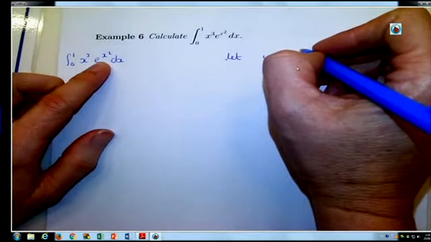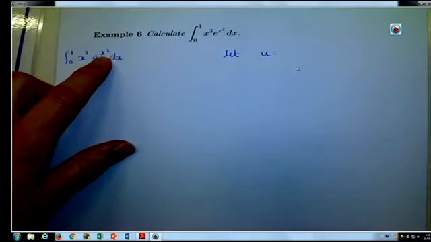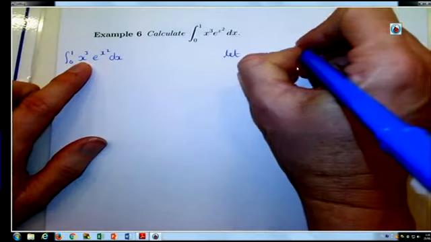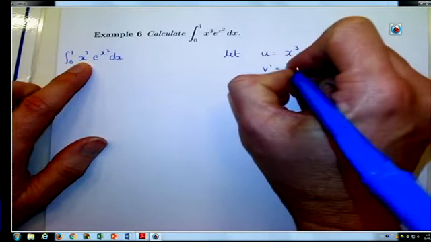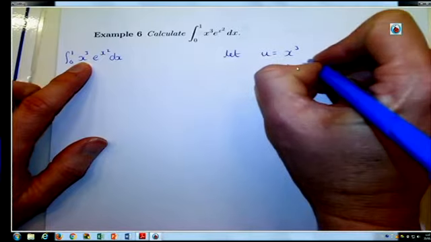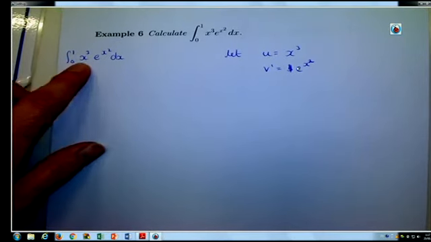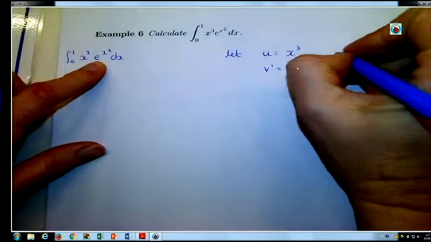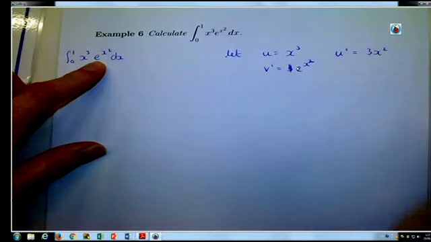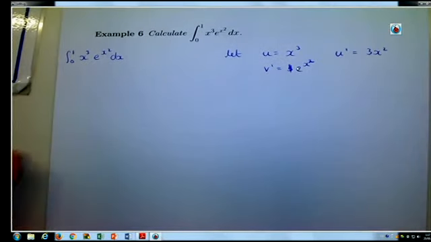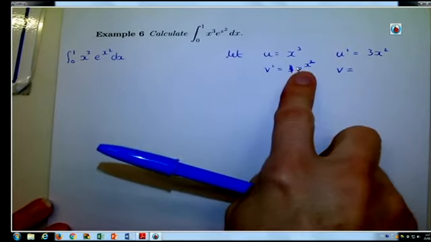X squared. You can't. This isn't a u substitution, so we're not choosing this one here. X cubed. V prime would then be e to the x squared. Okay. So this is going to be our u, this is going to be our v primed. That means we need to calculate u primed, and we need to calculate v. Can we integrate this?